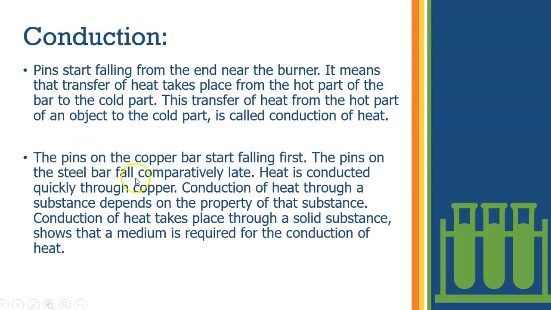The pins on the copper bar start falling first. The pins on the steel bar fall comparatively late. Now, heat is conducted quickly through copper. Conduction of heat through a substance depends on the properties of that substance. Conduction of heat takes place through a solid substance, which shows that a medium is required for the conduction of heat.